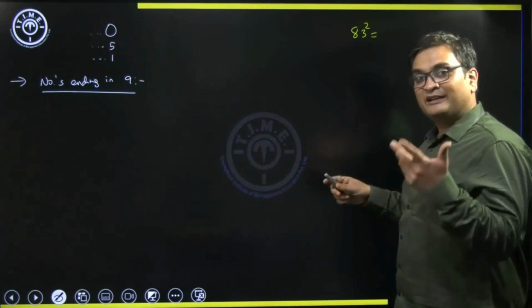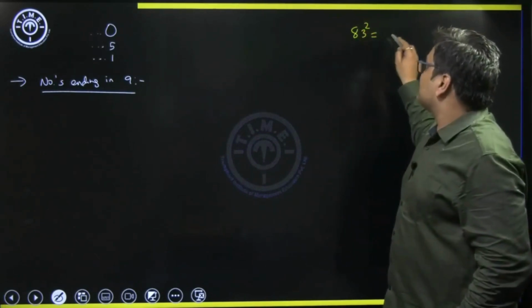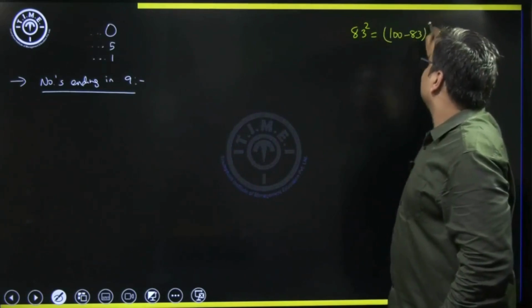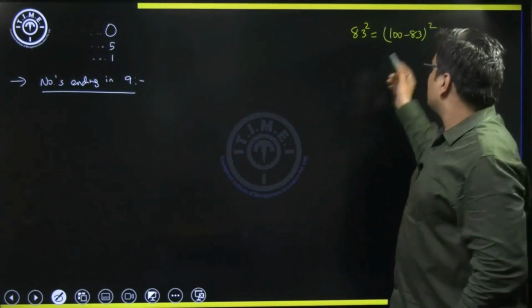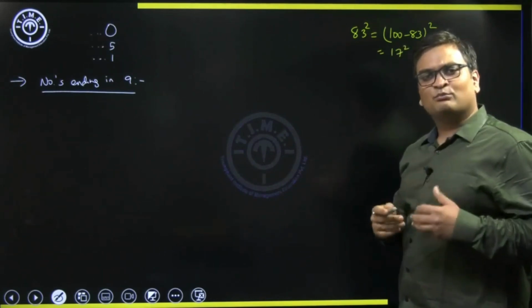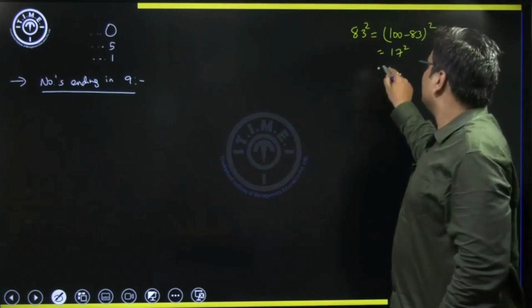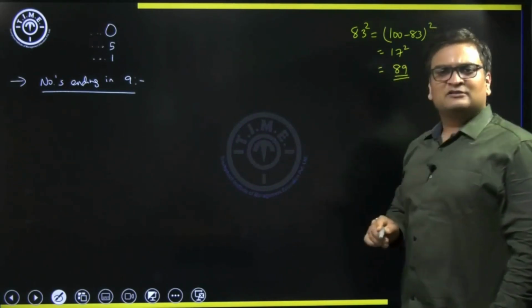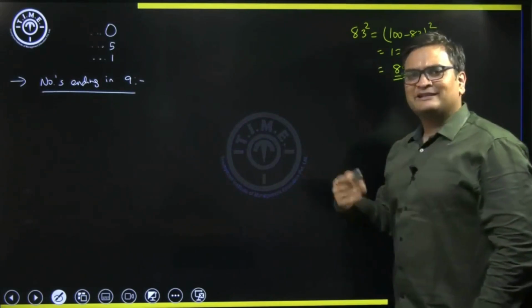And after that you may claim the last two digits of 83 square will be the same as the last two digits of 17 square, and 17 square is some value that most of you already remember. So 17 square ends with 89, it's 289. So the last two digits of 83 square is going to be 89, we say.